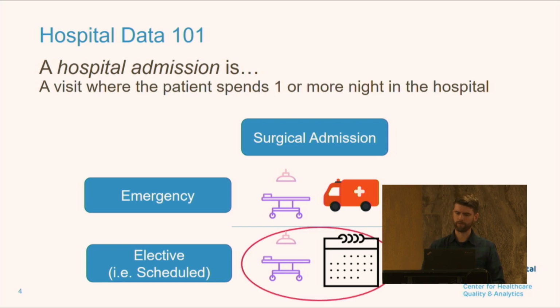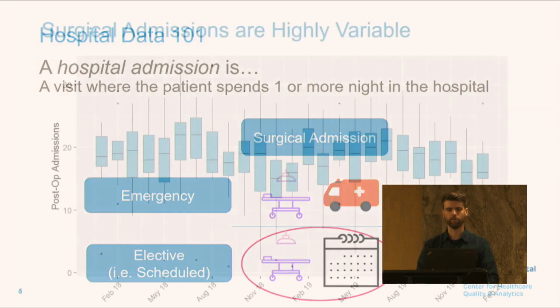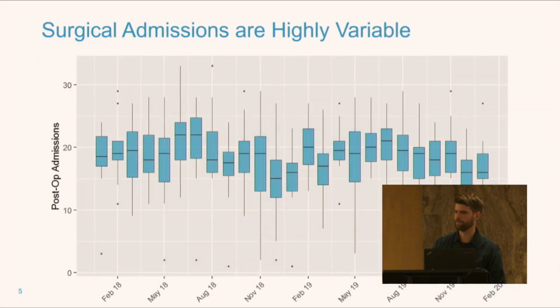And so we're focusing on these elective surgical admissions because we think since these are being scheduled and not as urgent, we should be able to do a better job of scheduling when these are happening, given our capacity constraints that I mentioned earlier. And so we dove into the data, and what we saw was that the surgical admissions are highly variable.